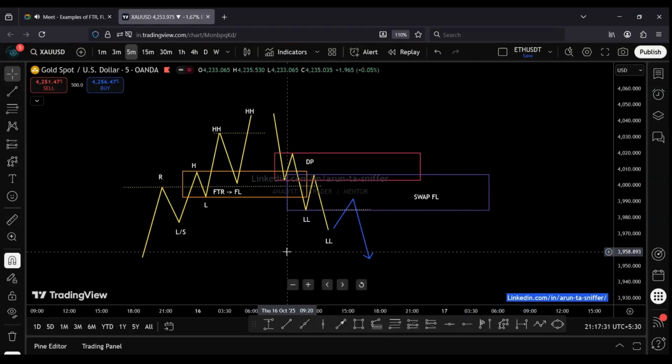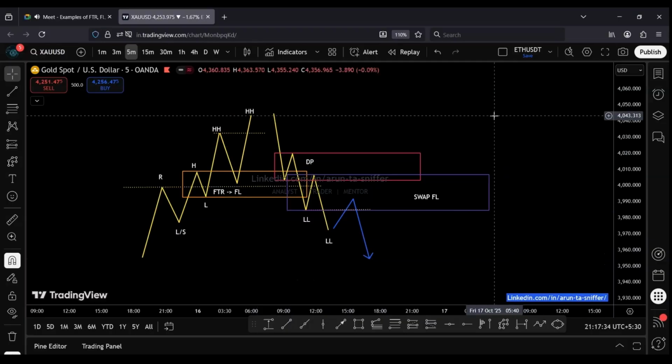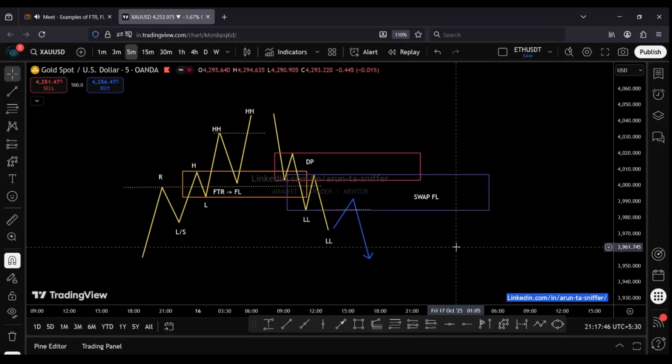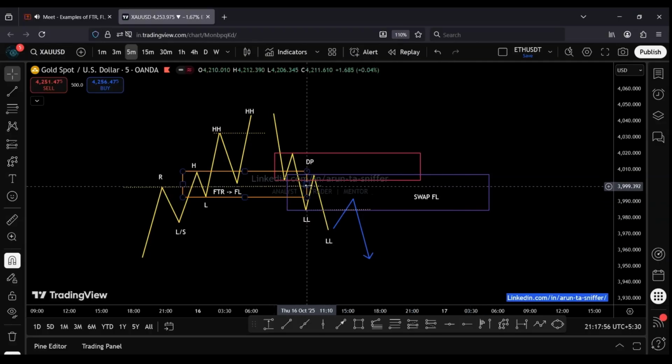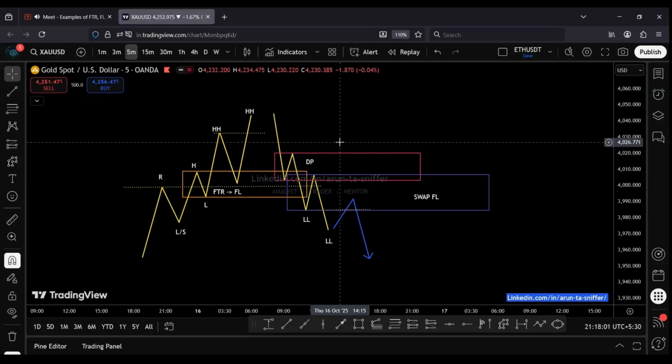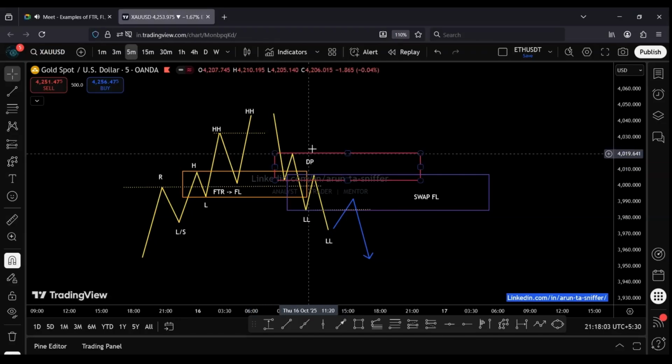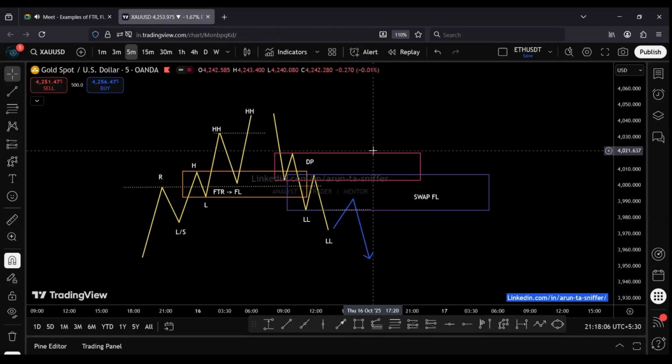Just a quick understanding before you go to engulf. If you look at where the lower low is, price decides to break the FL and it goes to the lower low, and then it goes up. What if it goes above the DP? What if it breaks above the DP? If that breaks the DP above, then our whole schema will change. And this DP is also a form of FL, right?